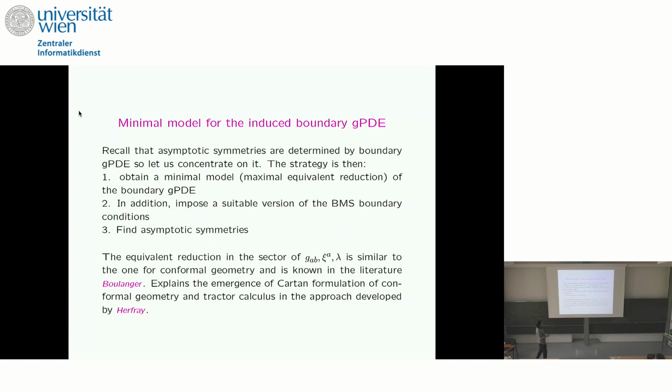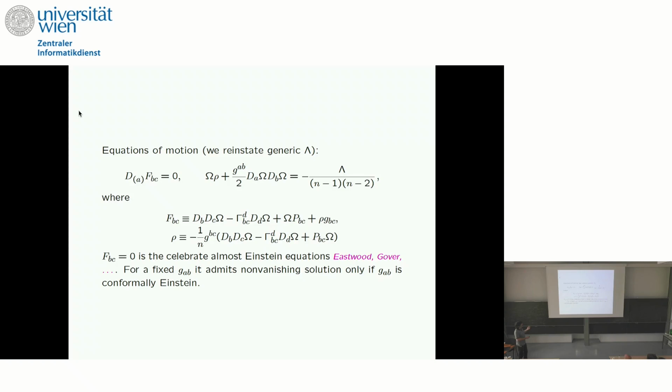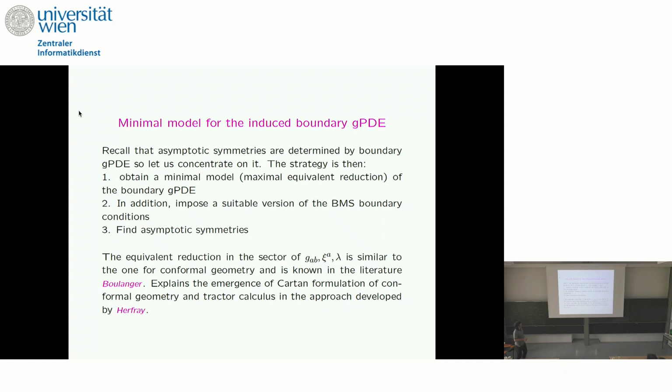In fact, the ingredients of what happened are known in the literature. So for instance, as you remember here, in this sector of lambda, Xi, and metric, this story is completely equivalent to the description of conformal geometry. It's just that the presence of omega kills the Weyl symmetry and makes it equivalent to gravity. But for conformal geometry, the minimal model is known. It was computed by Boulanger. And if we use this minimal model in combination with some additional steps, then we get to the following minimal model.